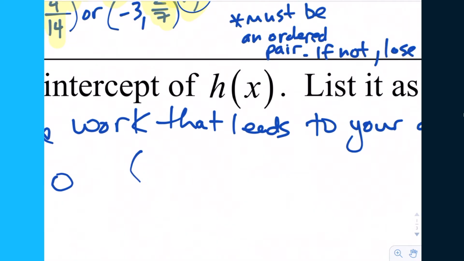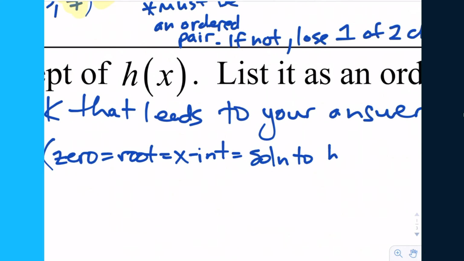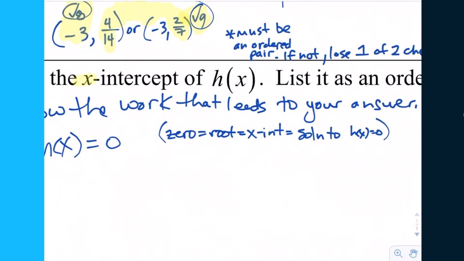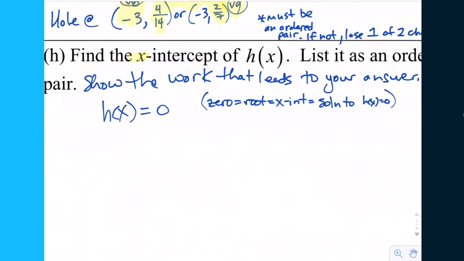So let me go ahead and write that out here like we had on the quiz. A 0 is the same thing as a root, which is the same thing as an x-intercept, which is the same thing as a solution to the function h of x equals 0. They are all mathematical synonyms. Okay?